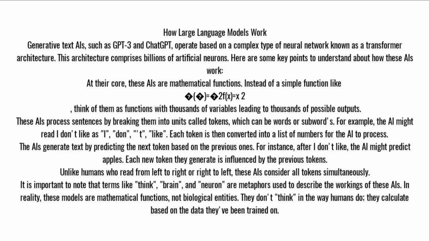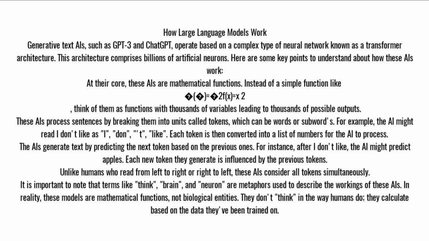Instead of a simple function like f(x) = x^2, think of them as functions with thousands of variables leading to thousands of possible outputs. These AIs process sentences by breaking them into units called tokens, which can be words or subwords. For example, the AI might read "I don't like" as "I", "don", "t", "like". Each token is then converted into a list of numbers for the AI to process.